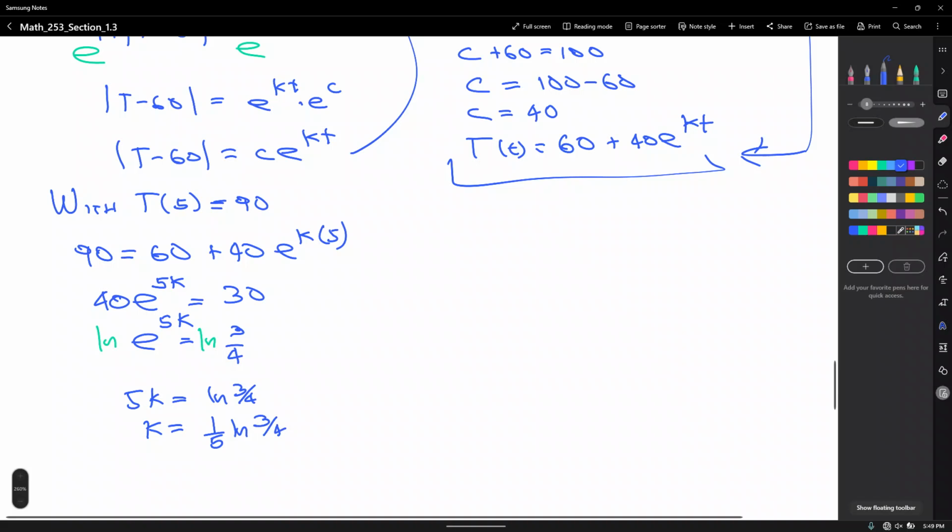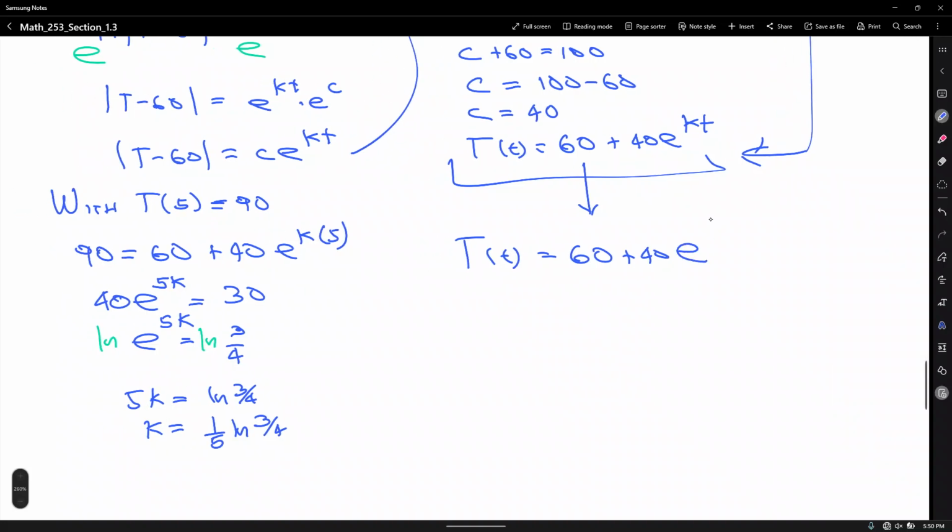In summary, if you want to try this at home, you need to take two pieces of information. The one exactly at the beginning, if you're doing it with a pizza, as soon as you take it out of the oven with the thermometer, and then however long you want for the second condition, 10 minutes, 5 minutes, that's up to you. With this, we get the entire model: T of t equals 60 plus 40 e to the 1/5 ln of 3/4 times t.